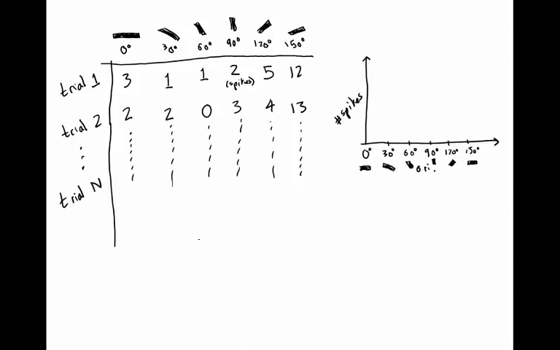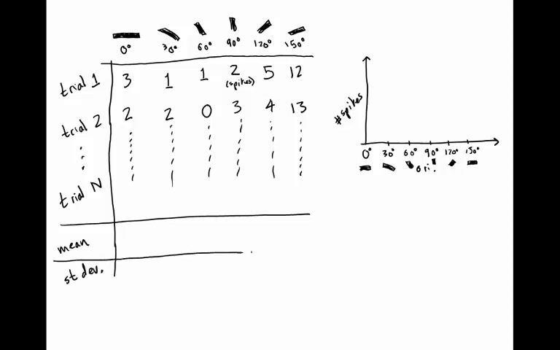And now in order to actually make our plot, the first thing we're going to do is to calculate the mean spike number and the standard deviation for each stimulus. So for the 0 degree stimulus, maybe we have a mean of 2.1 spikes and a standard deviation of 1.3. For the 30 degree stimulus, maybe we have a mean of 1.5 spikes and a standard deviation of 0.6 spikes, and so on and so forth.